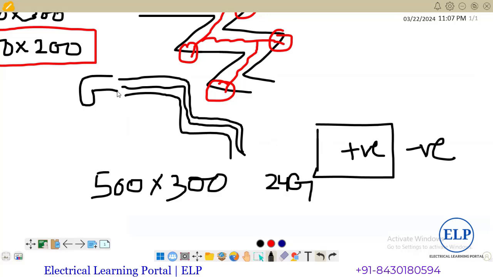If I increase the pressure, what happens to the velocity? That is what you have to understand. Velocity and pressure are inversely proportional to each other as per Bernoulli's equation. If the velocity increases, static pressure decreases. If the static pressure increases, velocity decreases. So this is Bernoulli's theorem, and our ducting system also works on the same principle.